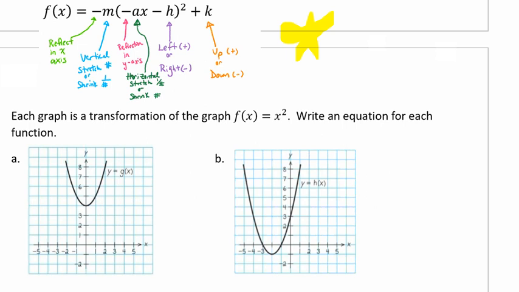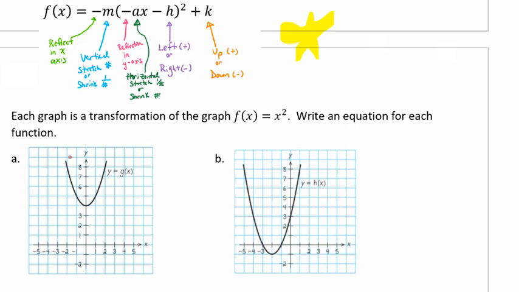So let's take a look at our first example here. For each of these graphs, a transformation has occurred from f of x equals x squared. So that's the parent function, x squared, right? Quadratic parent function. We're supposed to write an equation for each of those functions. Now the parent function, just so we're all aware, looks like this, right? So that's what that looks like. So a change has happened.